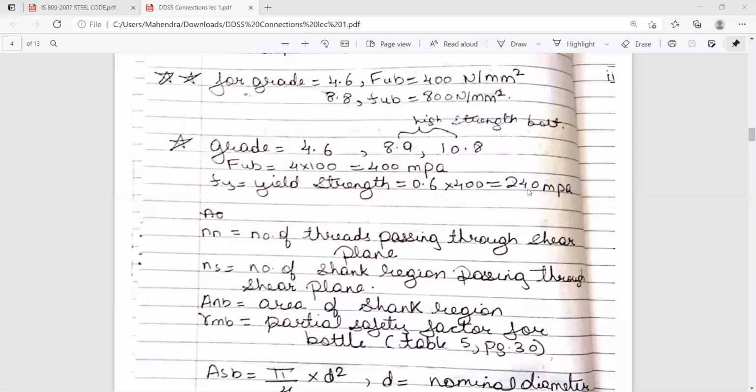Yes, completed up till this 240 MPa. The value of FY is done for all. The value of FY is 240 megapascal.